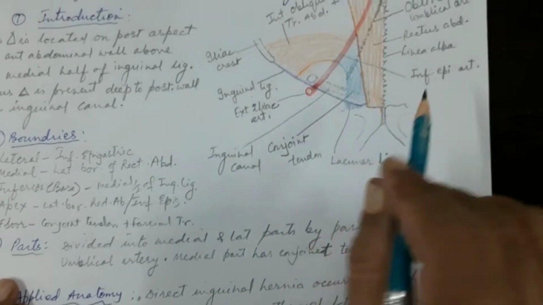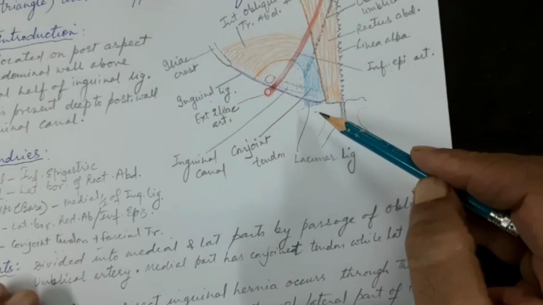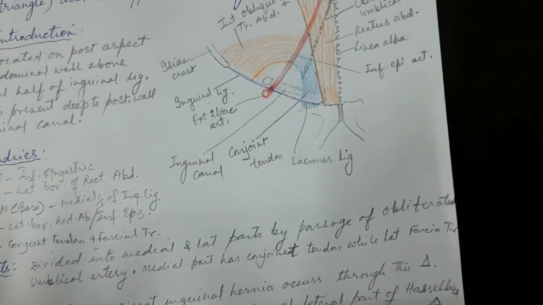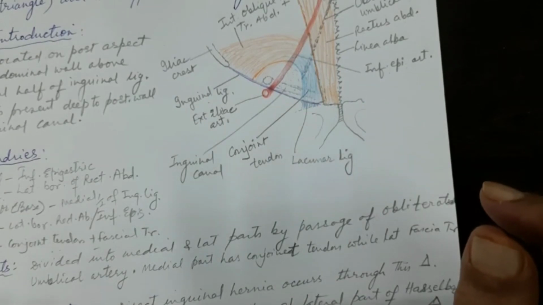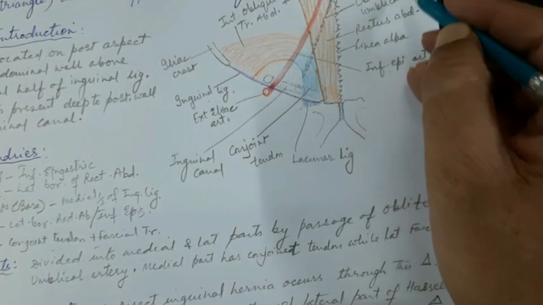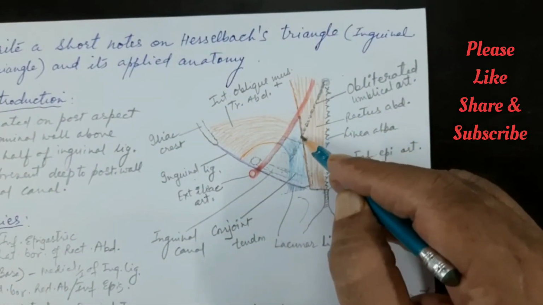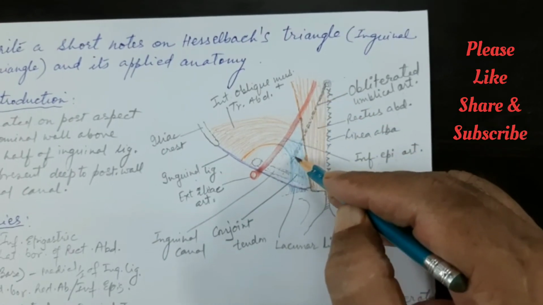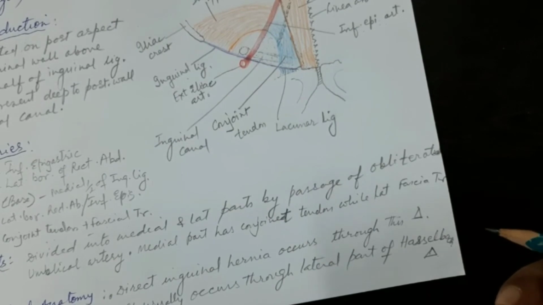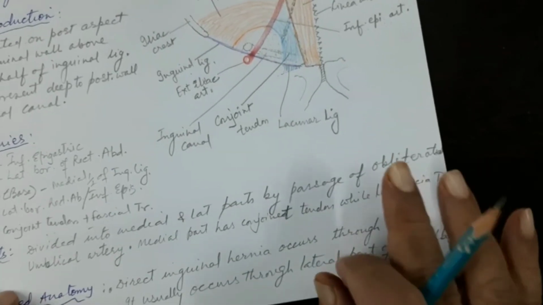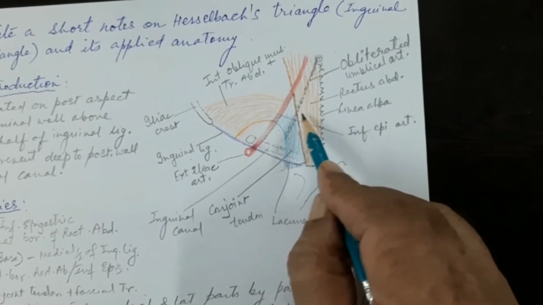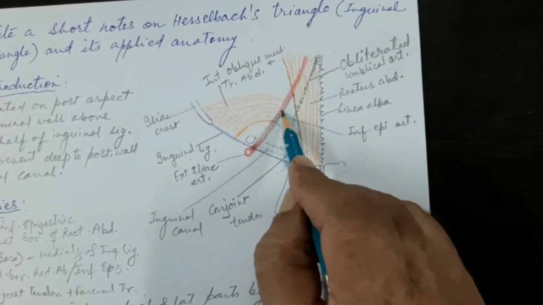Now, what are the parts? This small Hesselbach triangle is divided into two different parts, and this division is because of the obliterated umbilical artery, which is also called the lateral umbilical ligament. See, I have written here obliterated umbilical artery. See this dotted line going from the umbilicus towards the inguinal ligament. Because it takes origin from the obliterated umbilical artery, which is the lateral umbilical ligament, it will divide the triangle into two parts: a medial part which is towards the linea alba, and a lateral part which is towards the inferior epigastric artery.